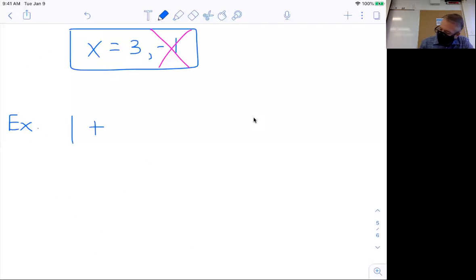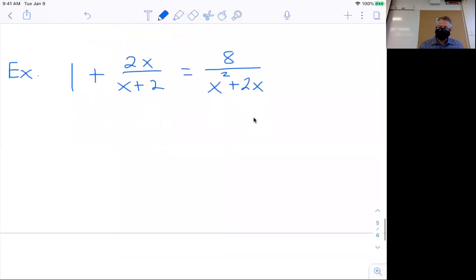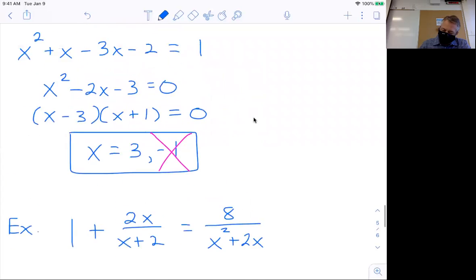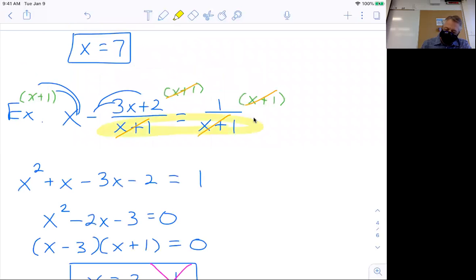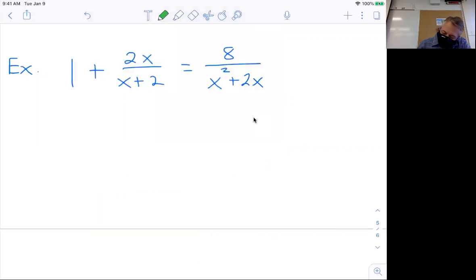All right, let's say we have 1 plus 2x over x plus 2 is equal to 8 over x squared plus 2x. Now, this one is different because I don't have the same denominators. Like before, my denominator was x plus 1 for both of them, so my LCD was fairly easy to find. In this case, it's not too bad. I still can find it, but I need to factor all the denominators. So that factors into x times x plus 2.